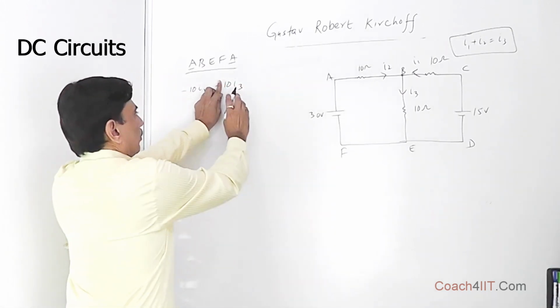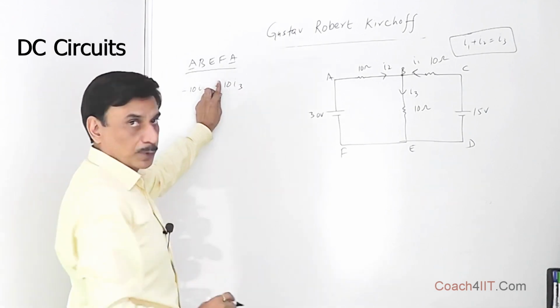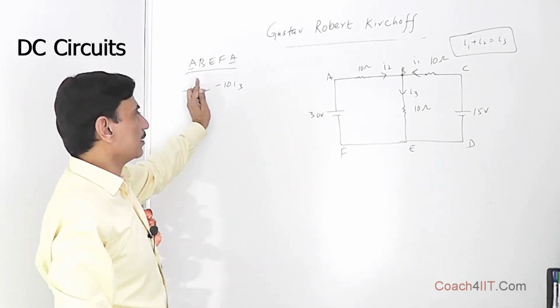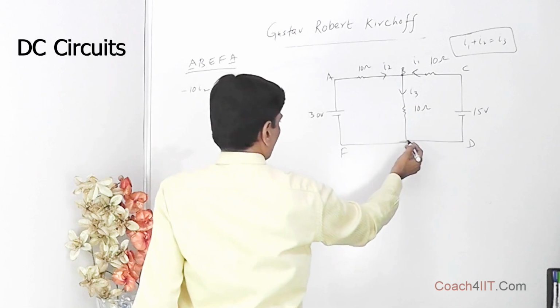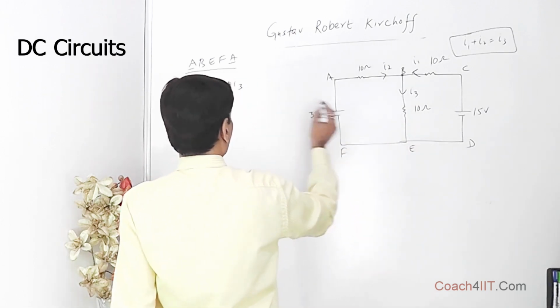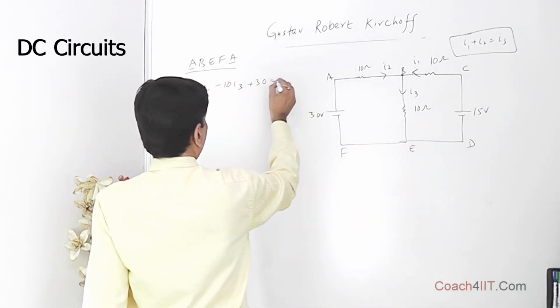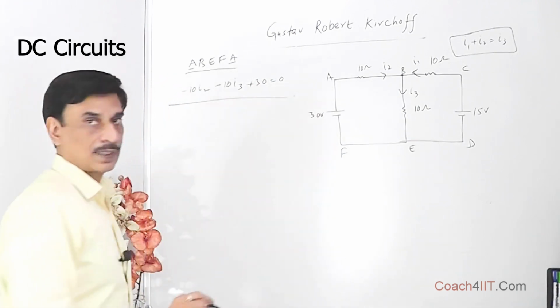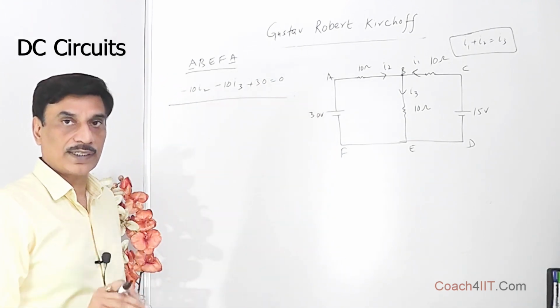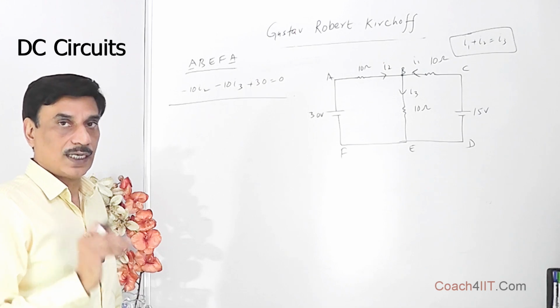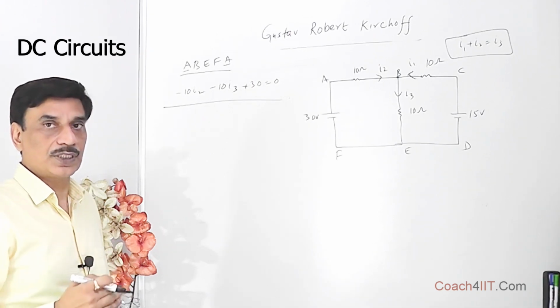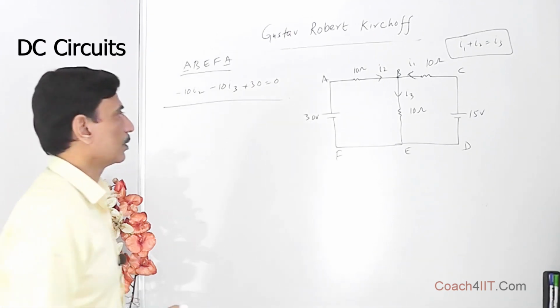This is voltage potential difference. I3 into 10, that is potential difference. Because there is loss, that's why there is a negative. We reach over here. From here to here when we go, it is plus 30 is equal to 0. One equation. We are just bothered right now about writing the equations. We are not much bothered about getting the answer, but let's get some proficiency in writing these equations.